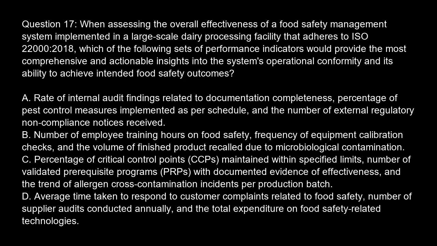Option B. Number of employee training hours on food safety, frequency of equipment calibration checks, and the volume of finished product recalled due to microbiological contamination. Option C. Percentage of critical control points, CCP, maintained within specified limits, number of validated prerequisite programs, PRP, with documented evidence of effectiveness, and the trend of allergen cross-contamination incidents per production batch. Option D. Average time taken to respond to customer complaints related to food safety, number of supplier audits conducted annually, and the total expenditure on food safety-related technologies.